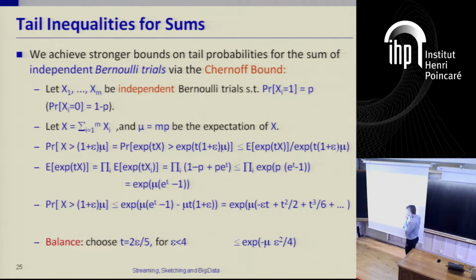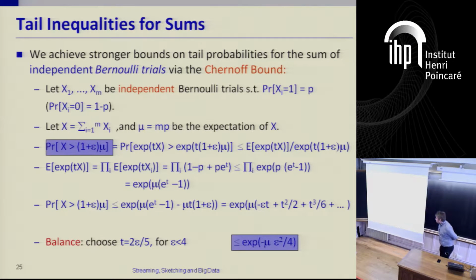So stick a finger in the wind and say, if I pick t to be something like 2 epsilon over 5, then for a small enough value of epsilon, smaller than 4, when I plug that in here, this expression is bounded by e to the minus mu times epsilon squared over 4. Okay. So what do you take away from this exercise in algebra? You take away that the probability that this sum of m independent Bernoulli random variables is more than a 1 plus epsilon factor of what you expect decays exponentially fast, depending on mu, but also primarily depending on epsilon squared.